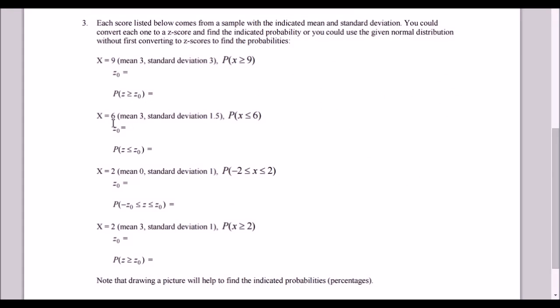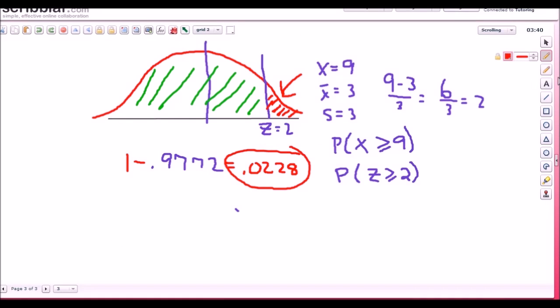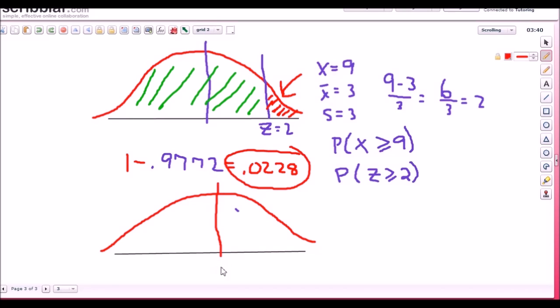Now, next we're going to do x equals 6 with a mean of 3, standard deviation of 1.5. And we're looking for less than this time. So same concept, except it's set up a little different, not much different. Standard normal curve. That's where the middle would be, the mean. This time we have an x value of 6, an x bar of 3, and a sample standard deviation of 1.5.